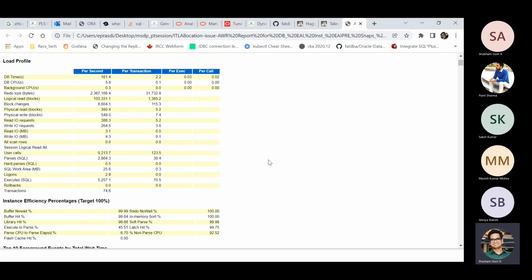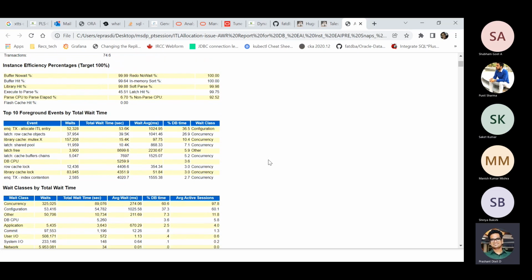But if you're seeing a sharp spike in the physical read, that means the load has changed and a lot of select statements started happening, which are reading data from your database. So there is no such benchmark. You have to set the benchmark on your own.